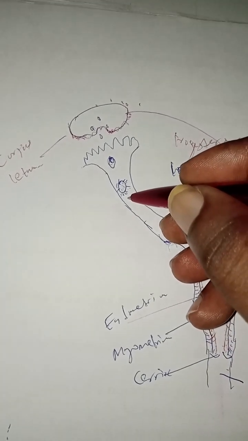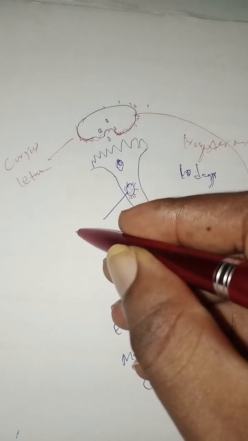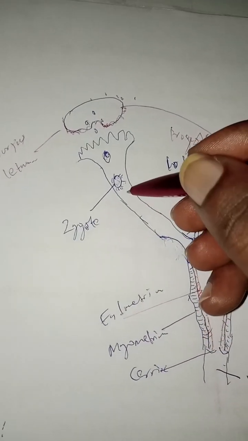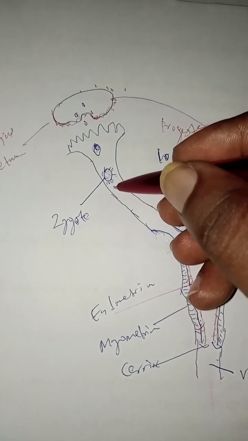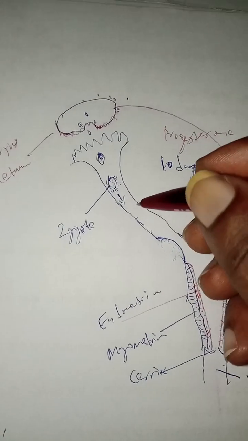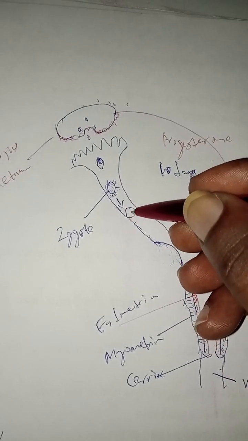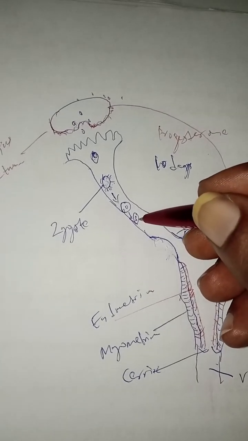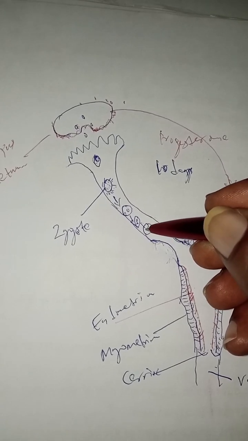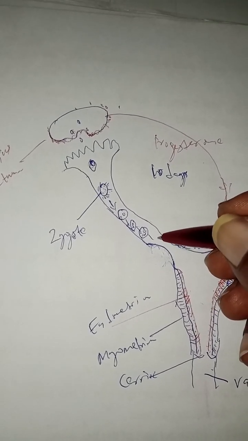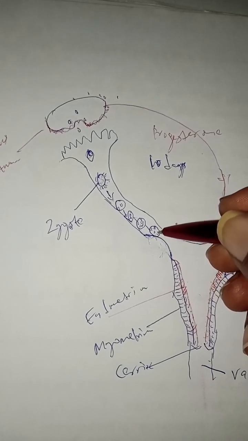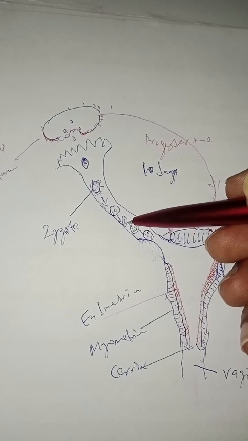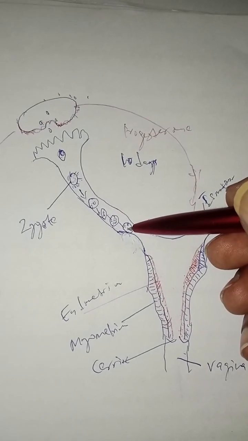The fertilized egg is now called a zygote. The oocyte that is fertilized is called the zygote. Then the zygote goes through what we call mitotic division and divides into two, then four, then eight, then 16. I repeat, the cells in the zygote divide into two, into four, into eight, and into 16.